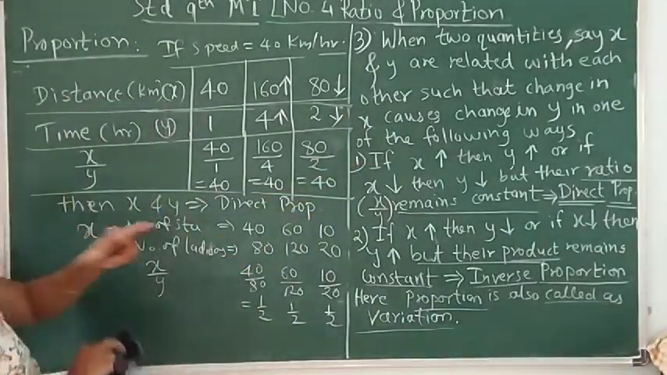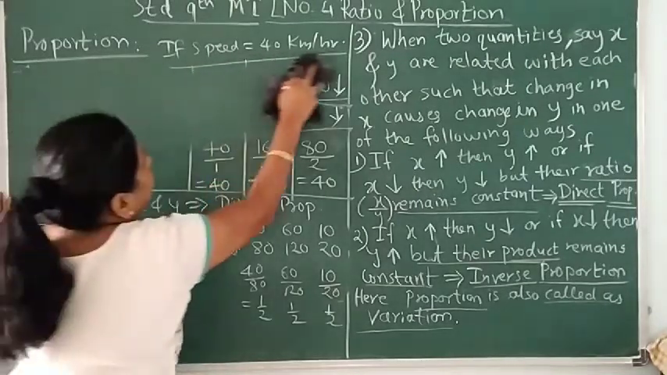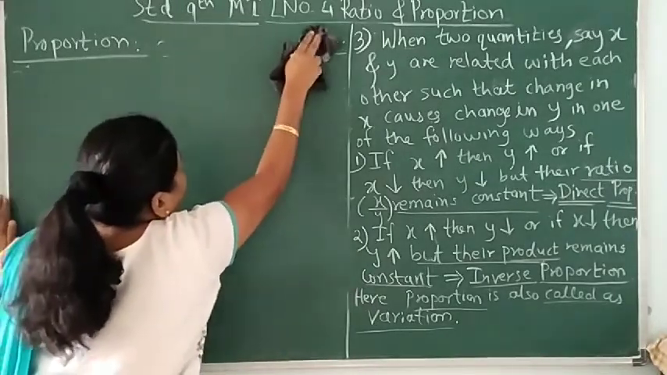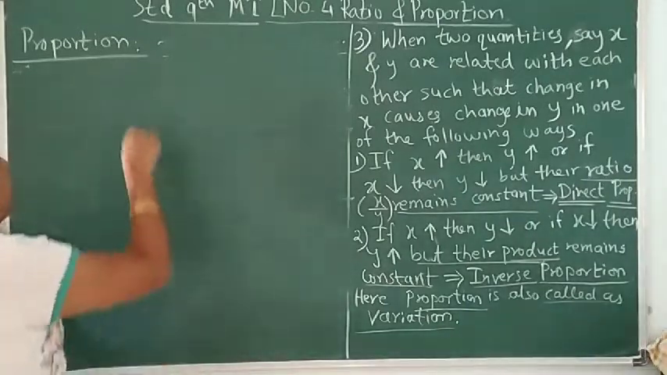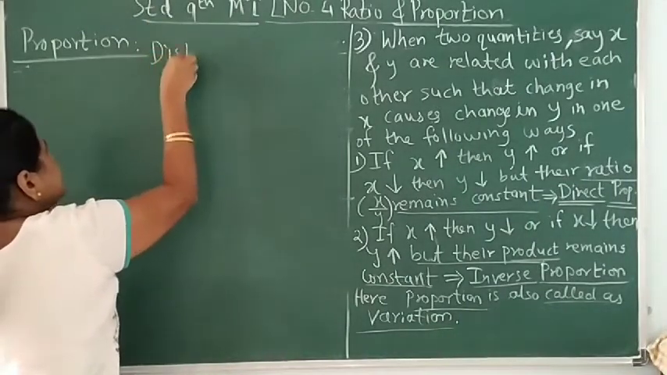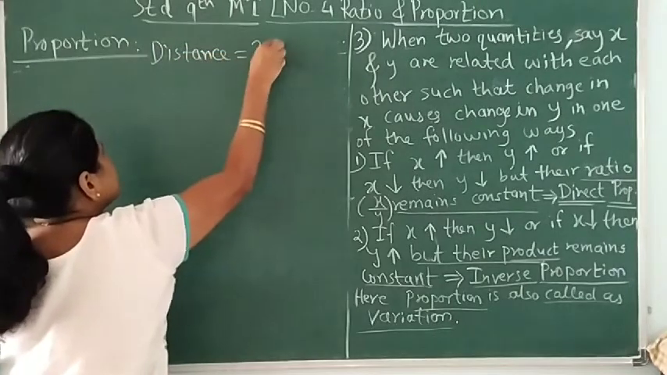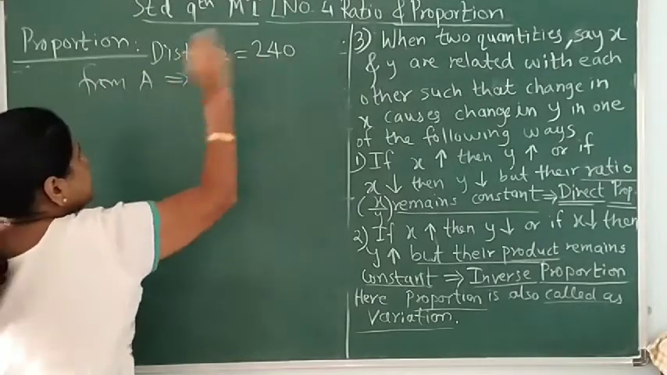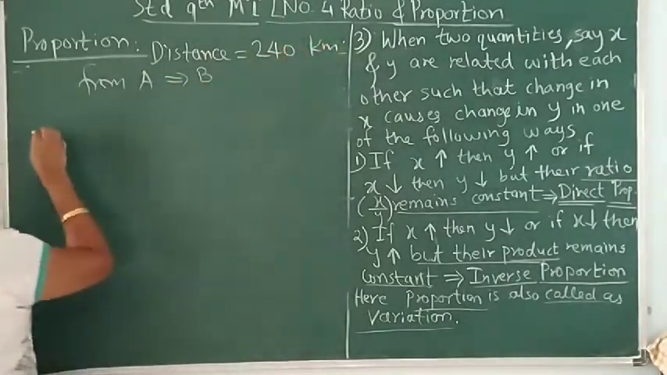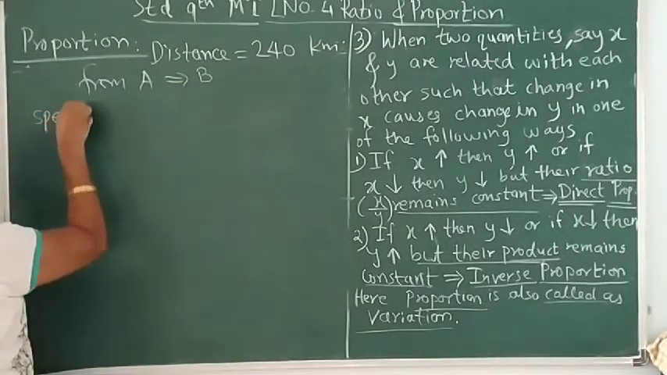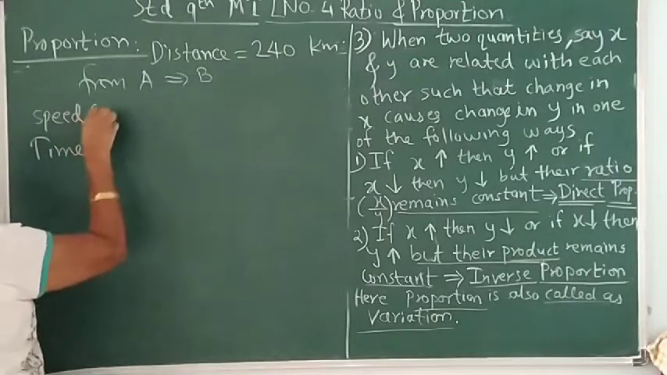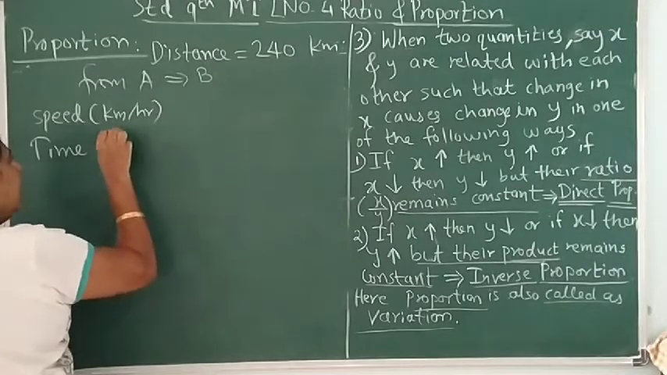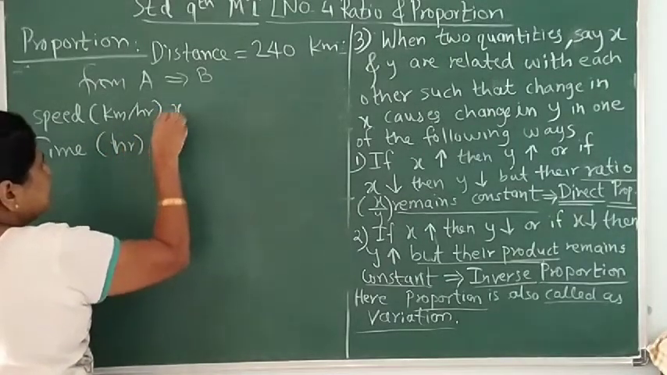Now let's come to the example of inverse proportion. Now suppose let's take the example of a car. If the car has to travel a distance of 240 kilometers from city A to city B, at what speed and in what time will it travel? Speed is in kilometers per hour and the time is calculated in hours. Suppose this is your x and this is your y.